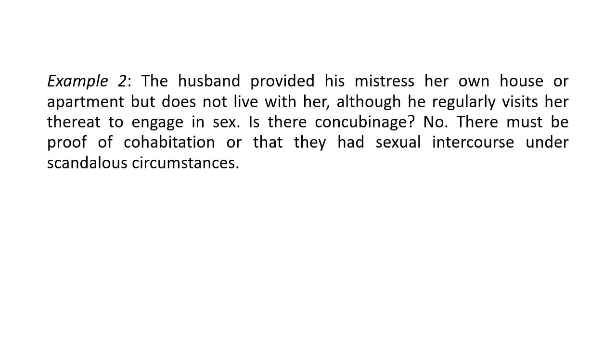Example number 2. The husband provided his mistress her own house or apartment, but does not live with her, although he regularly visits her in that place to engage in sexual intercourse with her. Question: is there concubinage? The answer is no. There must be proof of cohabitation or that they had sexual intercourse under scandalous circumstances.